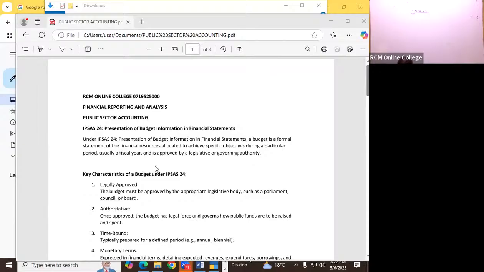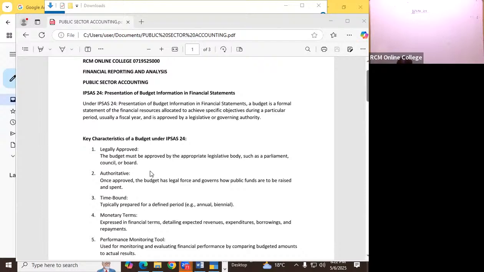Key characteristics of a budget under IPSAS number 24. Number one, they must be legally approved. The budget must be approved by the appropriate legislative body, such as Parliament, Council, like those old councils, or the board. It must be authoritative. And that is why you saw, when the president was giving us the Finance Bill of 2024, people knew once this bill becomes an act, it becomes the law, it becomes so powerful, so authoritative. Once approved, the budget has legal force and governs how public funds are to be raised and spent.